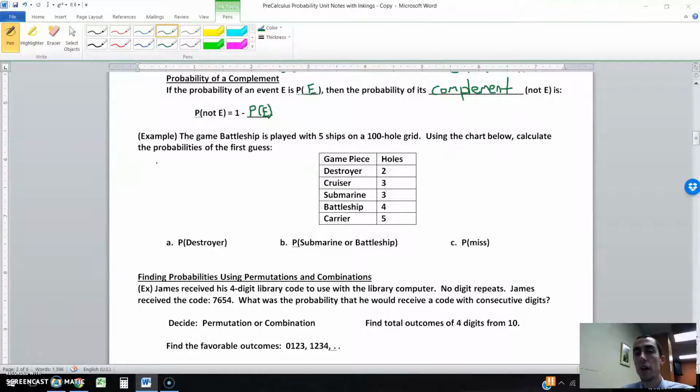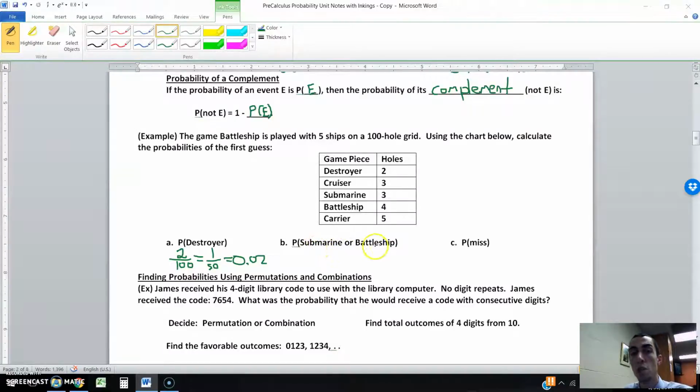So with Battleship, we've got 5 ships and we have a 100-hole grid. So using the chart below, calculate the probabilities of guessing on your first guess and hitting the destroyer. So we know that the destroyer has 2 holes on it, and there's 100 holes that you could guess. So that probability is going to be 1/50th, or 0.02, so very unlikely, 2% probability.